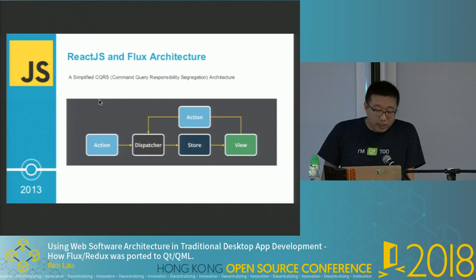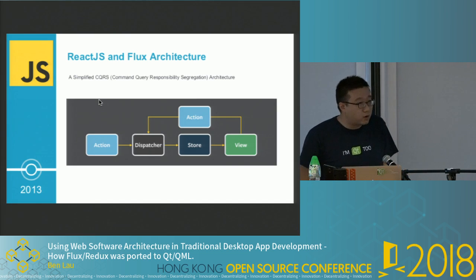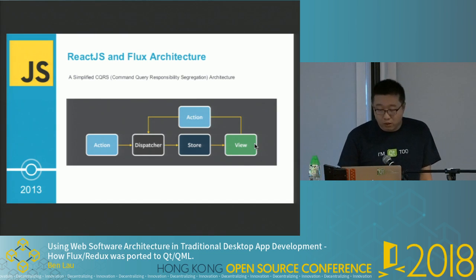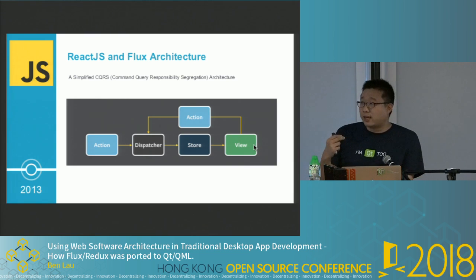In the Flux architecture, it proposes a few components. For example, they have a view component here. It is exactly the same as in MVC. It just renders the data. And they have a store, which is similar to the model. But the controller is replaced by action and dispatcher.